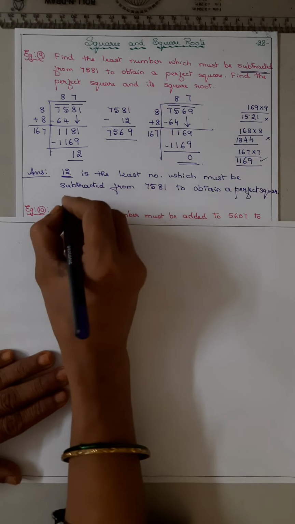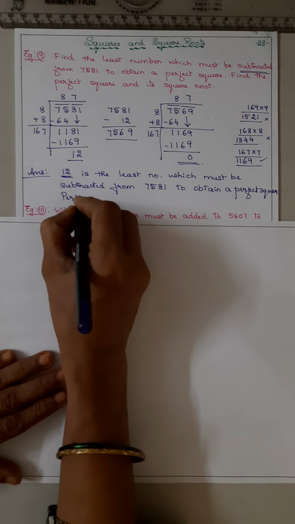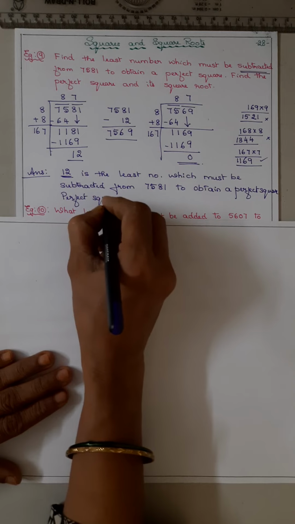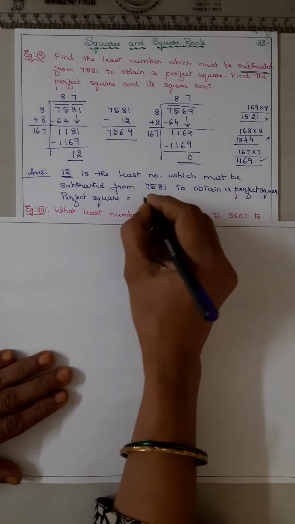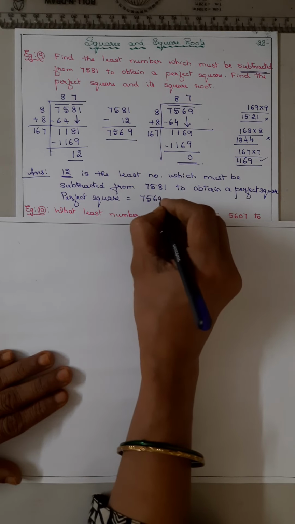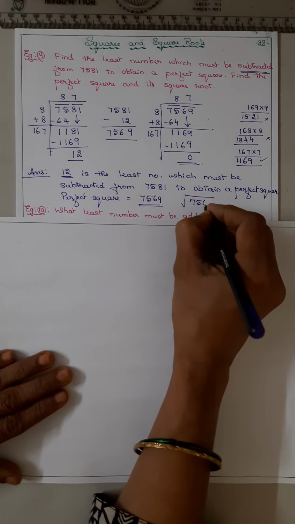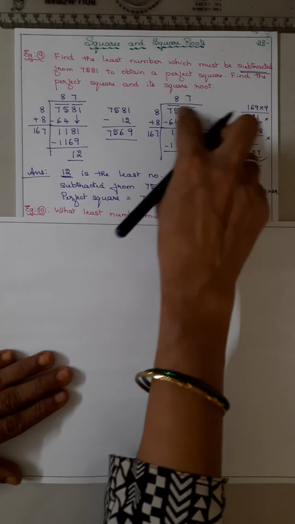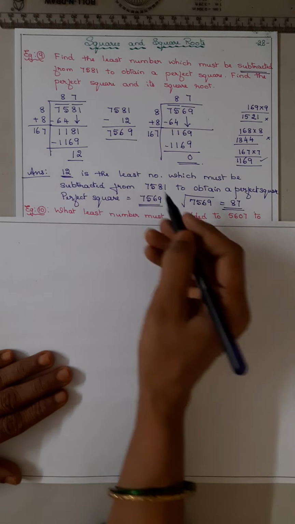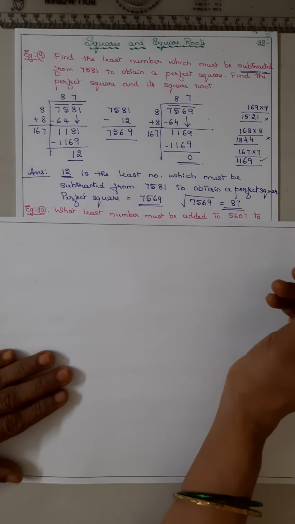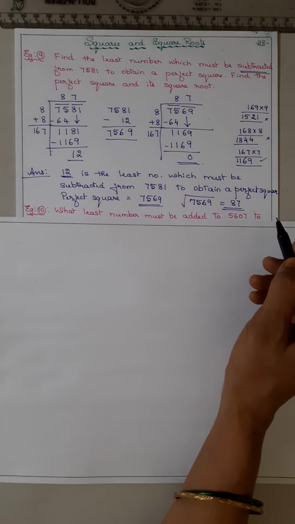So which is the perfect square? The perfect square is which one? 7569. Now square root of 7569 is equal to, how much you got? 87. So 12, 7569 and 87. These are the answers. Hope you understood.